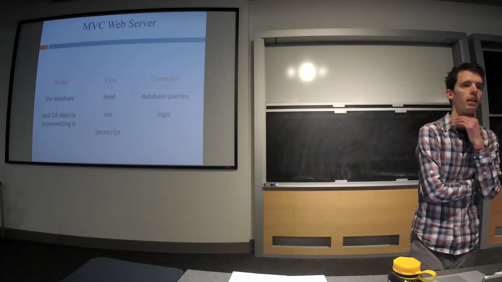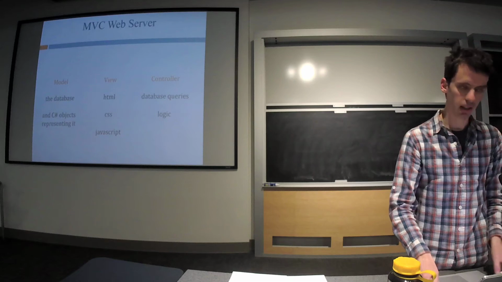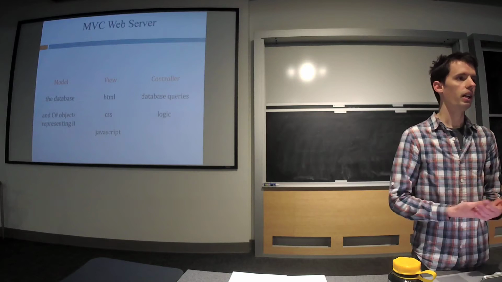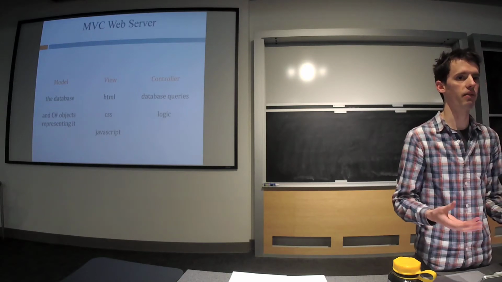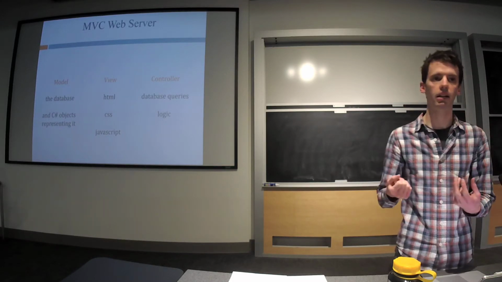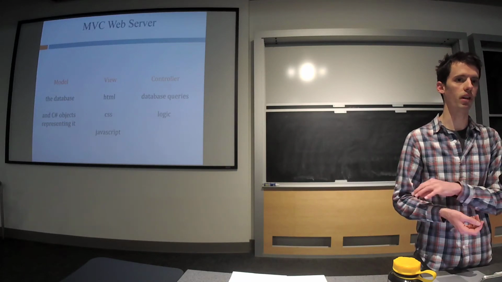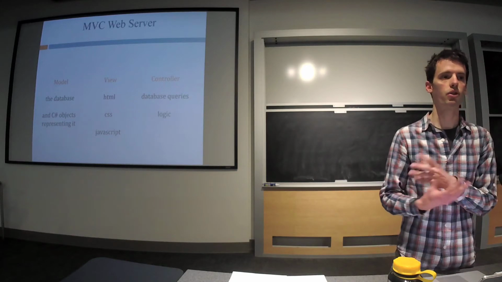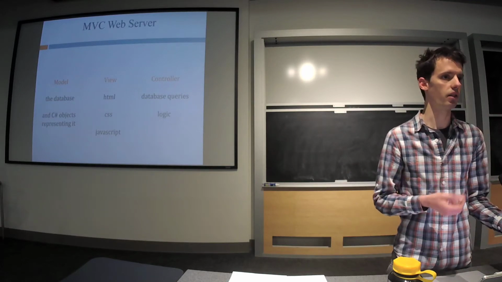So in general, a web server matches really well with MVC. The model is basically the database. So the tables in the database define the models. And you'll take your database and then write C# classes that essentially mirror those tables. So you'll have a C# class called students. You'll have a C# class called assignments, assignment categories, stuff like that.